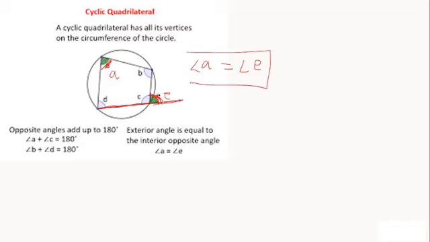This is very important. Take note. If here you have, let's say, 35 degrees, even here on E you are going to have 35 degrees. Give a reason. The reason is simple. This is a cyclic quadrilateral, and the exterior angle is equal to the interior opposite angle. Very important to understand this property as well.